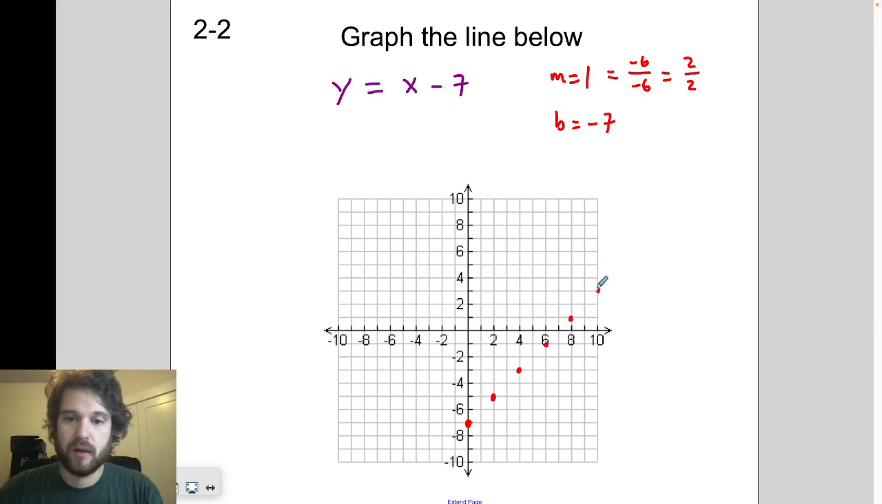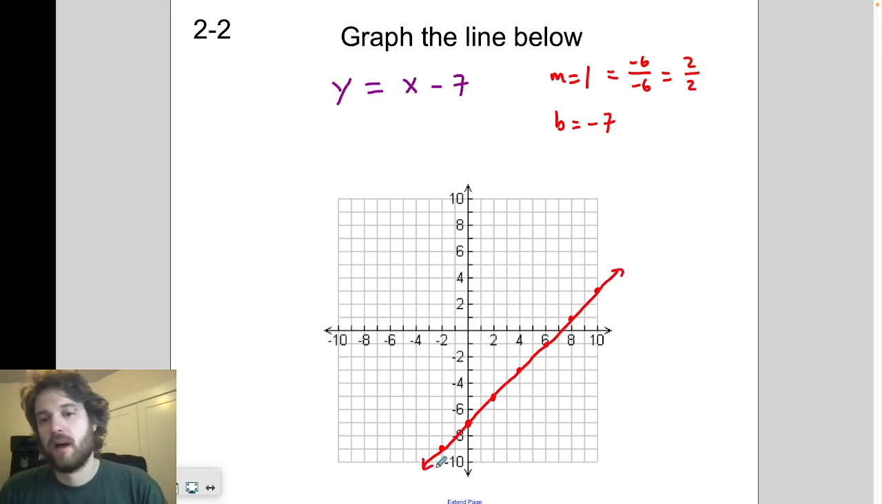Oh boy, here we go. All right. And then we have our line there. I'm going to try and connect these as best I can. There we have our line y equals x minus 7. That was fun. Okay. I lost my notes. Let's move on to the next one.